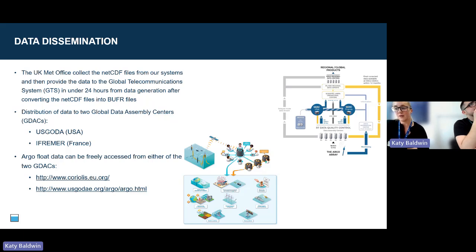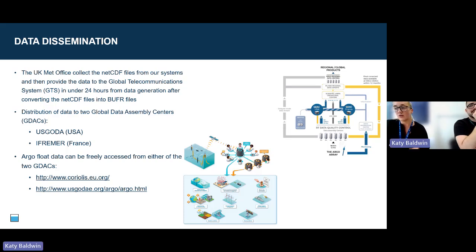We send all of the data to the 2 global data assembly centres, so the GDACs, again in under 24 hours of data generation. These 2 GDACs are USGODAE in the USA, and this will be replaced by NOAA in the near future, and Ifremer in France. All Argo float data can freely be accessed from either of the 2 GDACs using the links on the slide. The 2 GDACs synchronise their data holdings daily to ensure consistent data is available on both sites.